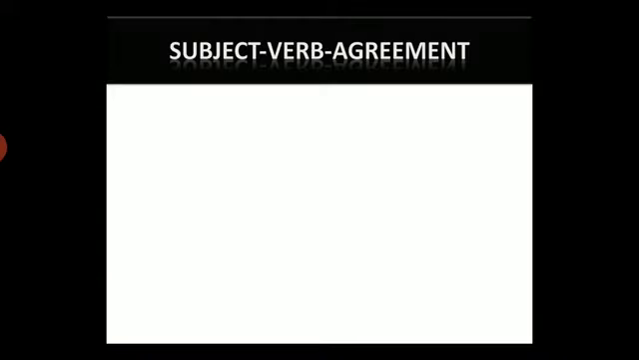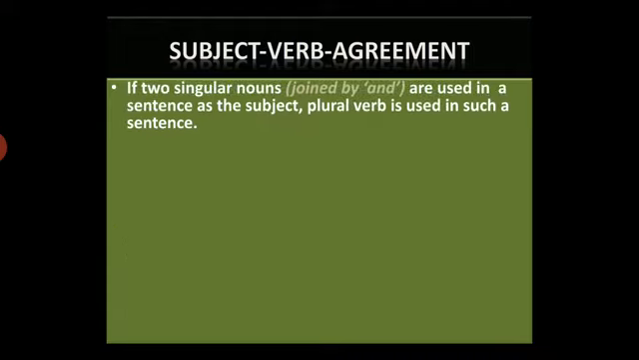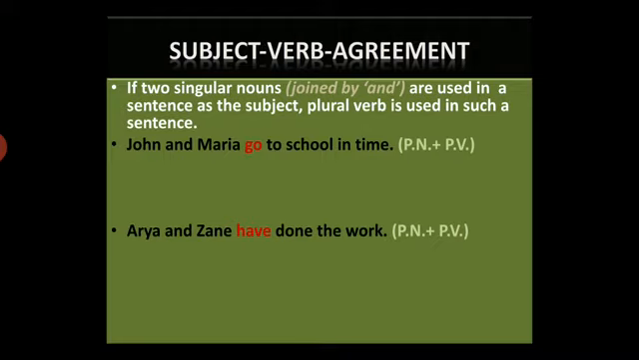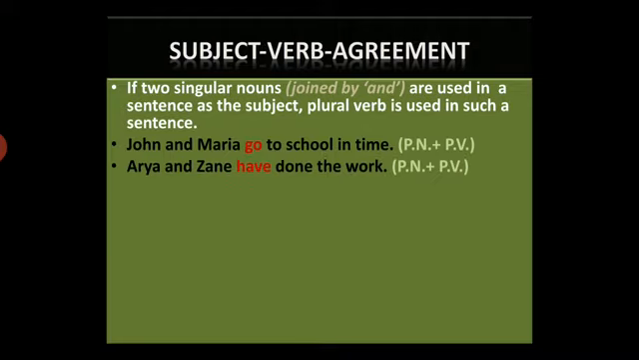Dear students, if two singular nouns joined by and in the sentence have been used as the subject, we have to use a plural verb for them. John and Maria go to school in time. Here, John and Maria, both the words make a plural subject. That's why a plural verb has been used. Arya and Jane have done the work. In this sentence also, there are two nouns and both the nouns make a plural subject. That's why the verb have, a plural verb, has been used.